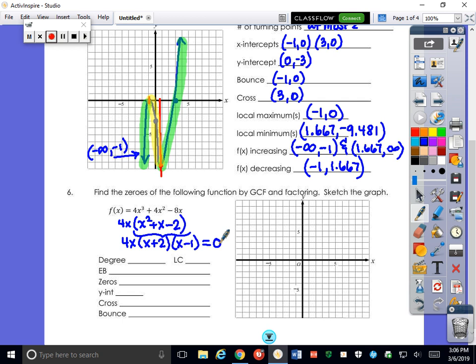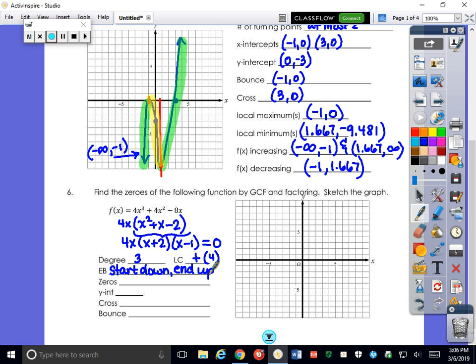Okay, the degree of the function is a third degree. The leading coefficient, that's what LC stands for, is positive. It's 4 if you want to actually write it. End behavior: this is a cubic function with a positive leading coefficient, so it's going to start down and end up.